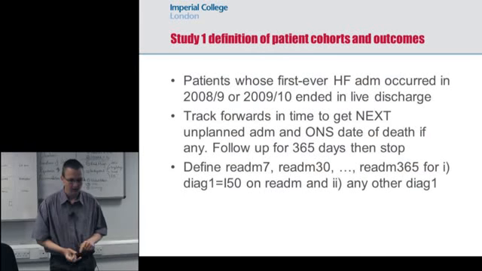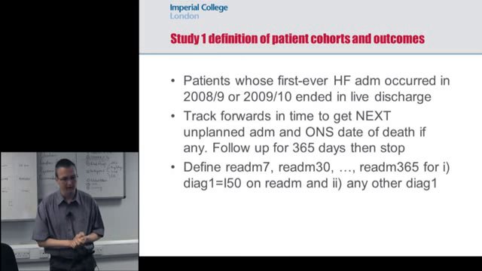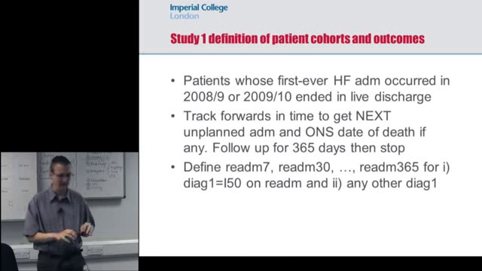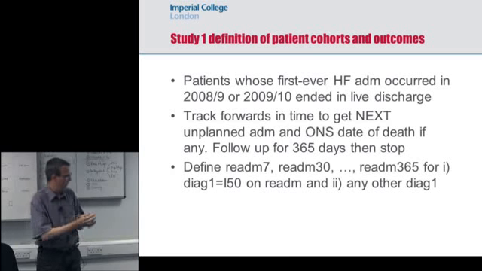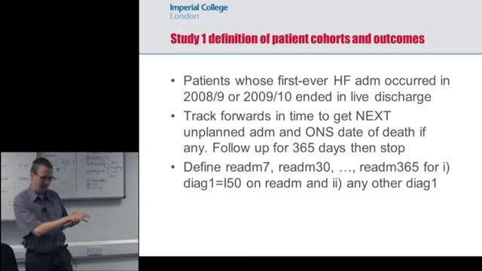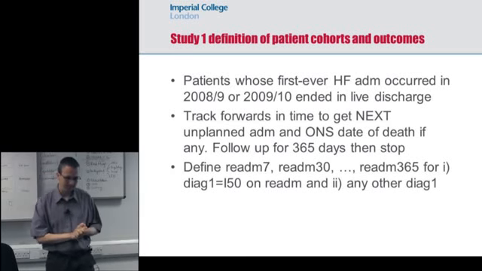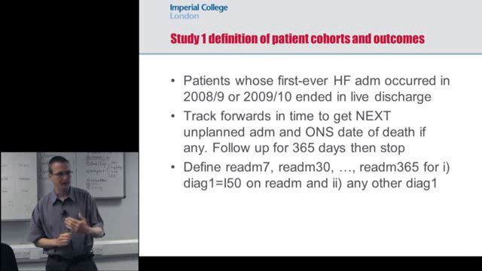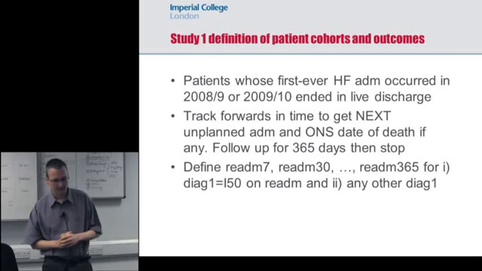In Study 1, we looked at a set of patients whose first-ever heart failure admission occurred in a couple of years. By first-ever, I mean we tracked back 10 years and excluded anyone with a heart failure admission in those 10 years. You then track forwards in time in the data, and you get the next admission and the date of death.